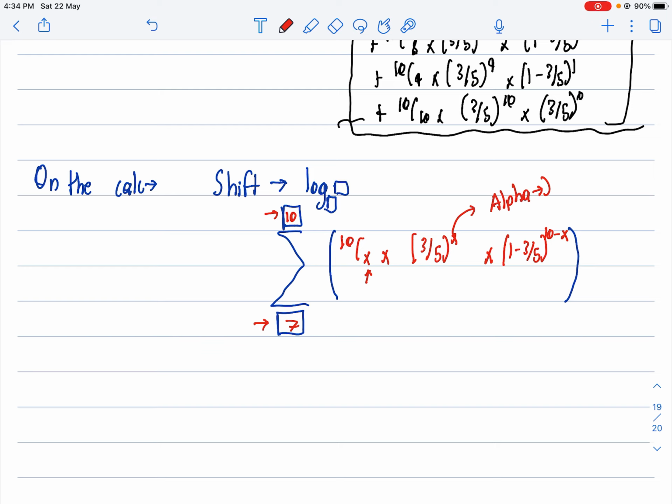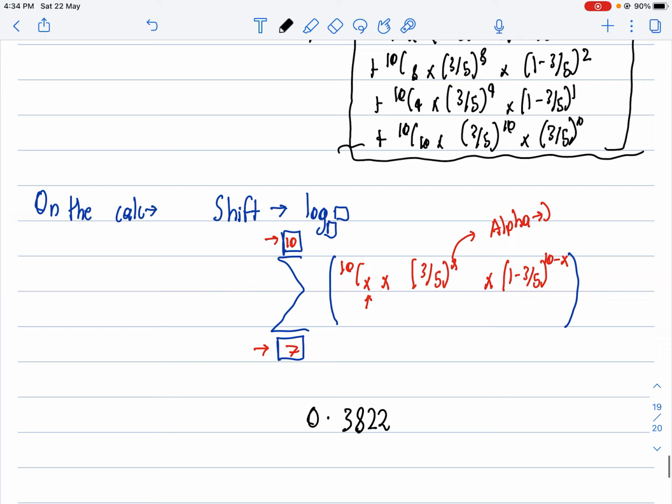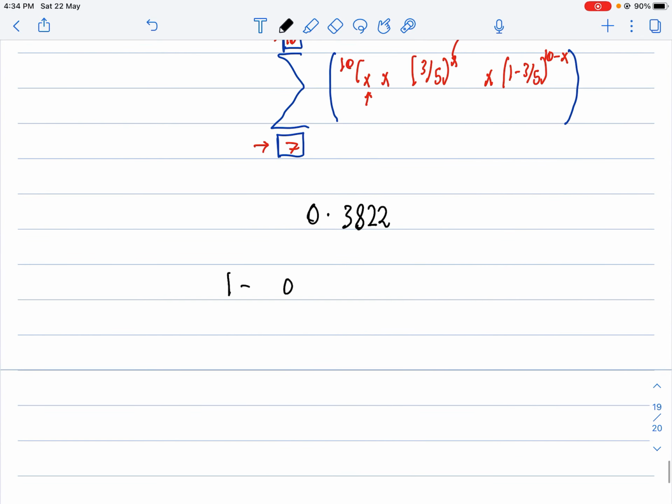When I click that, it will take a little bit of time. So now when I do that, I get my answer as 0.3822. But now I need 1 minus of this value. So I'll do 1 minus 0.3822. When I do that, I get my value basically as 0.617, or 0.618 to 3 significant figures.